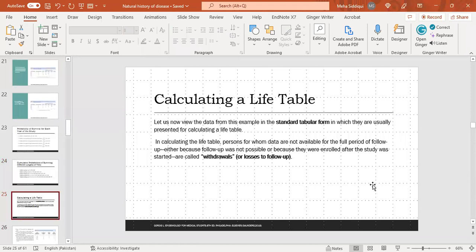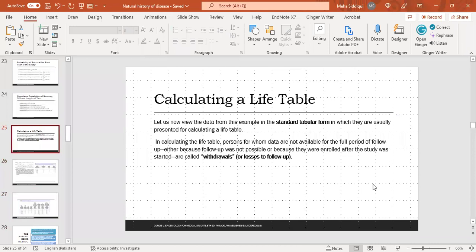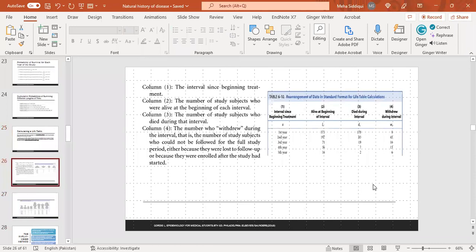Now calculating a life table. Let us now view the data from this example in the standard tabular form, in which they are usually presented for calculating a life table. In calculating it, persons from whom data are not available for the full period of follow-up, either because follow-up was not possible or because they were enrolled after the study was started, are treated as withdrawals or losses to follow-up. So these are the 4 columns. This is the picture of standard format of life table.